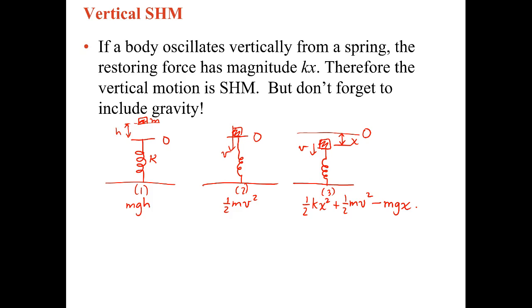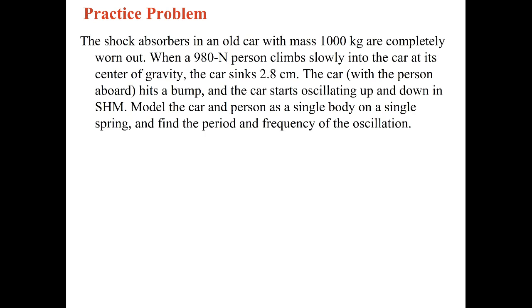Okay, so we'll do one simple example problem and then we'll move on. The shock absorbers in an old car are worn out. When a 980 Newton person climbs in, the car sinks 2.8 centimeters. So that tells us that k is F over delta x. And we're going to model this as a single body on a single spring. So that's why we can do this. And we can get that k is 3.5 times 10 to the 4th newtons per meter.